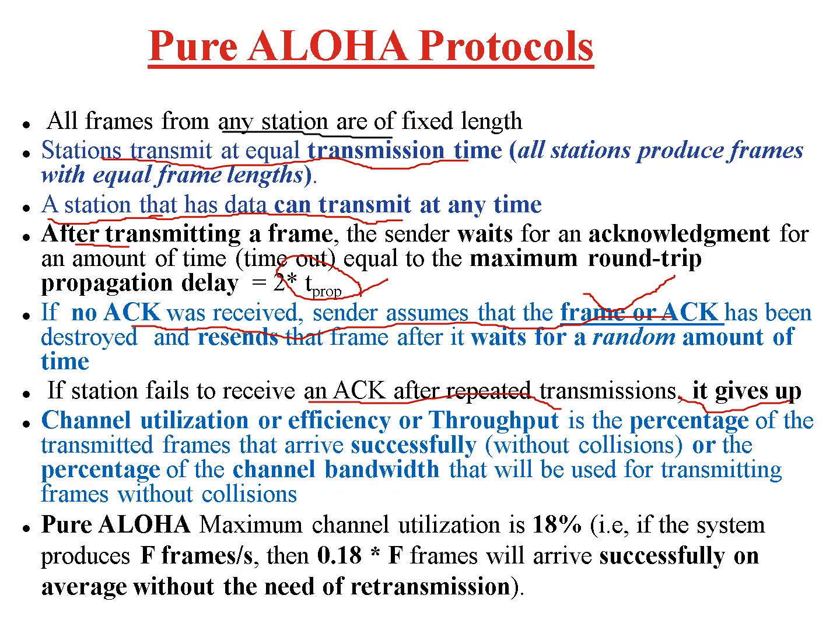And in pure Aloha, the channel utilization and channel efficiency is very low because the chance of collision is very high. So the percentage of channel utilization is 18%. What it means is, if we are sending 100 frames, then only 18 frames will be received successfully at the destination.